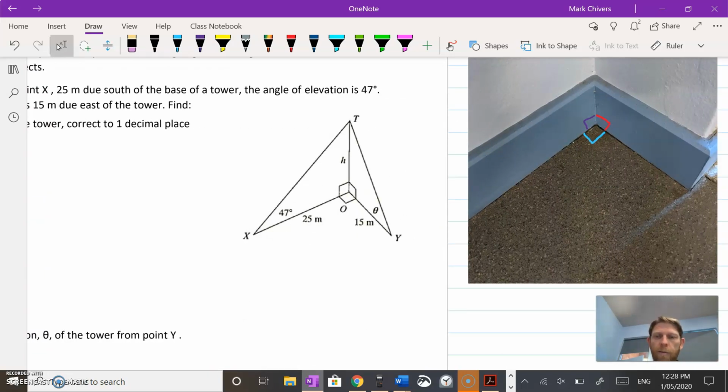If we think about it this way, here's our south. That's a bit hard to see on there. I'll go with the blue. So sort of here's our south, here's our east, and here's our tower. So it's sort of a very similar situation. We've got 3 90-degree angles because the tower is at 90 degrees to the ground and south's at 90 degrees to east.